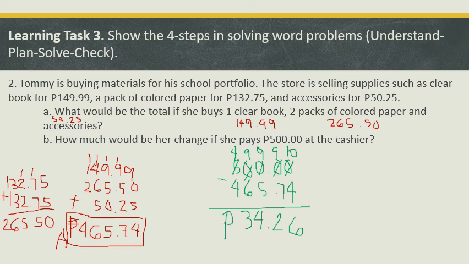So, ito po yung magiging sukli ni Tommy pag bumili siya ng nagkakahalaga ng 465 pesos 74 centavos. So, ang sukli niya ay 34 pesos and 26 centavos. So, ito po ang kanya maging sukli. So, ito yung sagot natin sa letter B.